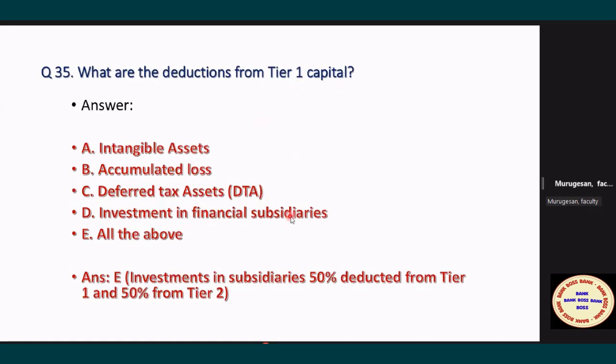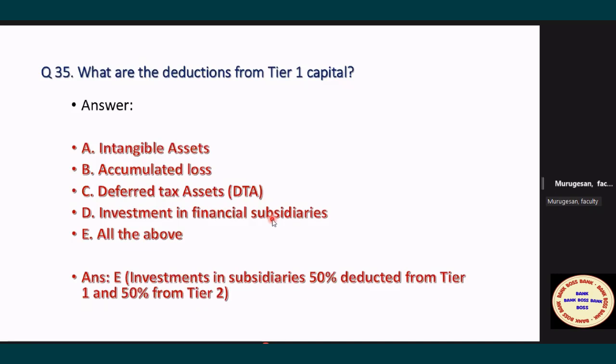And investment in financial subsidiaries, they advocate that 50% will be deducted from tier 1 and another 50% will be deducted from tier 2. So the investment in subsidiaries will not be totally deducted from tier 1, only 50% of the investment in subsidiary. They are advocating it as a thumb rule. A thumb rule we have to respect, so auditors will take it into account.